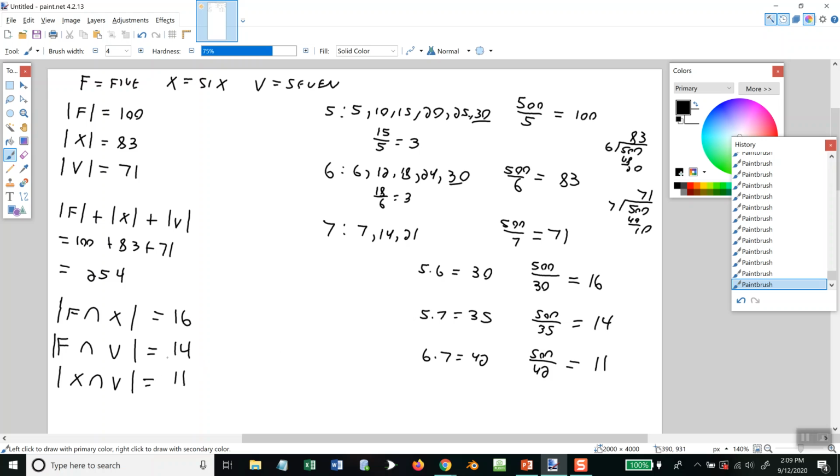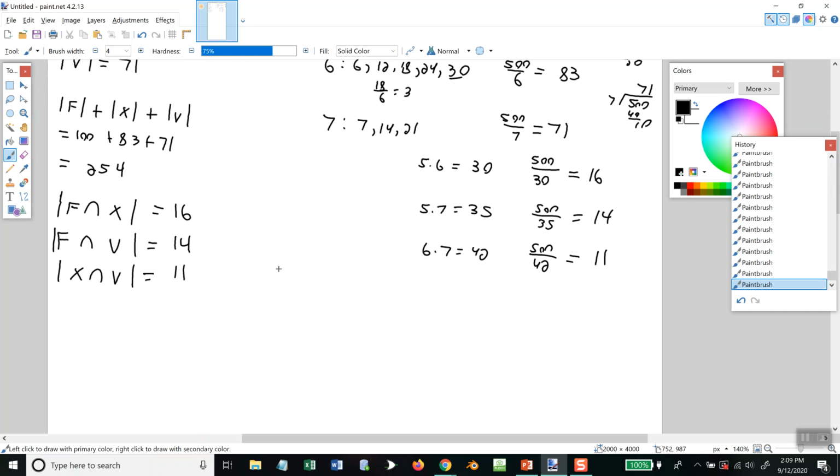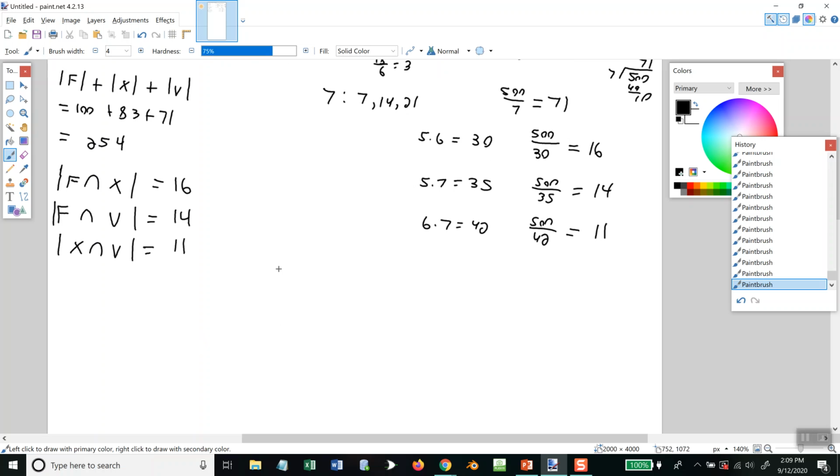Okay, now the other thing I have to consider is the cardinality of the three together: F and X and V, which is 5 times 6 times 7. That's 210. And 500 divided by 210 gives us 2 point something, so 2. So this goes back to our cardinality of a union of 3 sets.